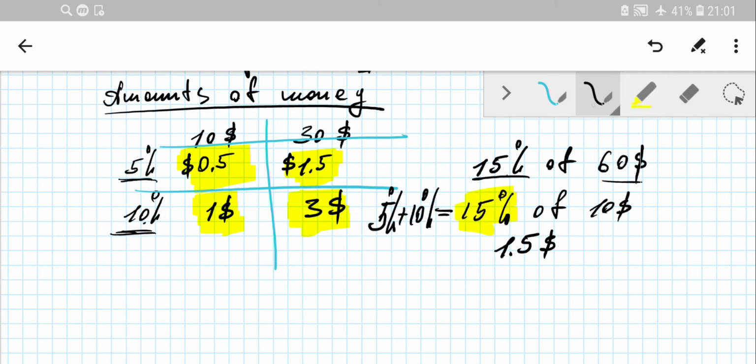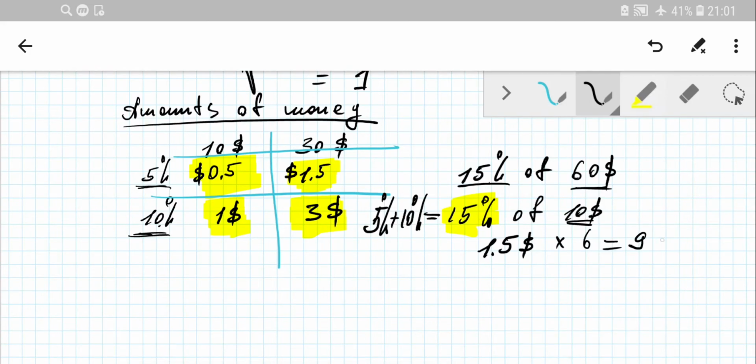So that's why you can calculate first not from 60 but from 10, and simply multiply the result by 6, because $10 is 6 times less than $60. So if you check, okay, one more time, let's calculate. It's going to be $9, and if you calculate 15% out of 60, you'll have the same amount, $9.